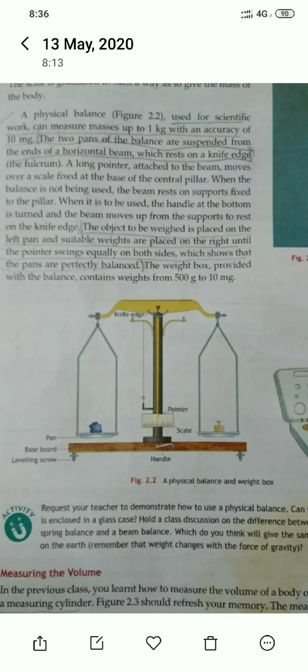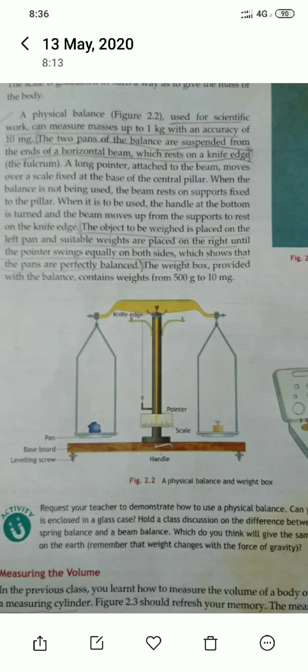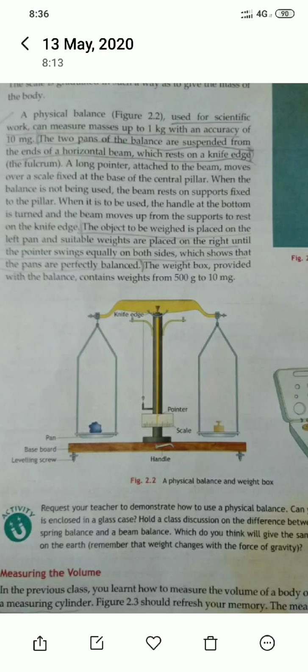The pointer should be exactly at the zero marked on the scale. If the pointer is slightly left or right, that means we have not balanced the physical balance. So we put the weights from the weight box on the other pan, and both should be balanced. When both are balanced, the pointer comes to the zero point, and in this way we find the mass. Whatever weight we have kept on the other pan gives us the mass of this object.